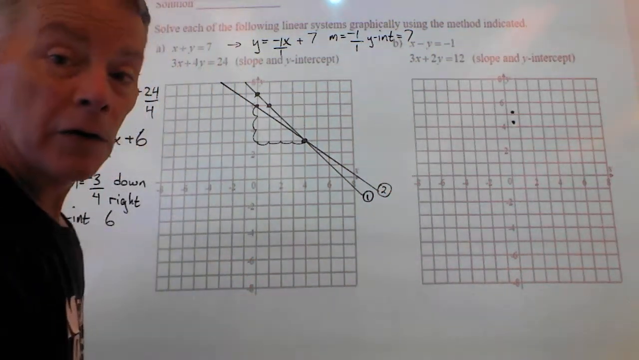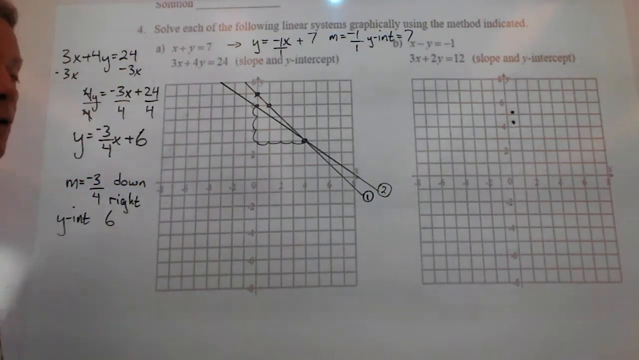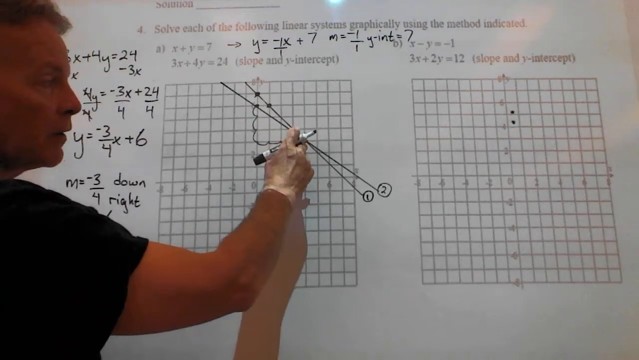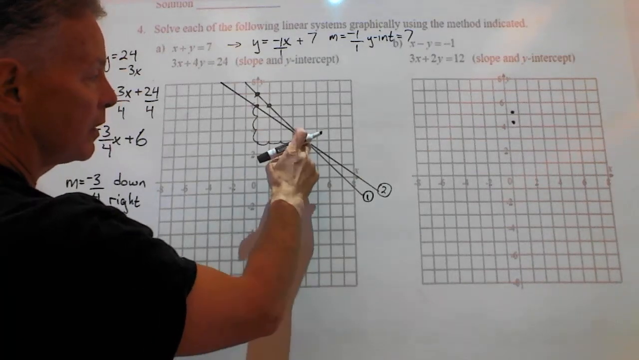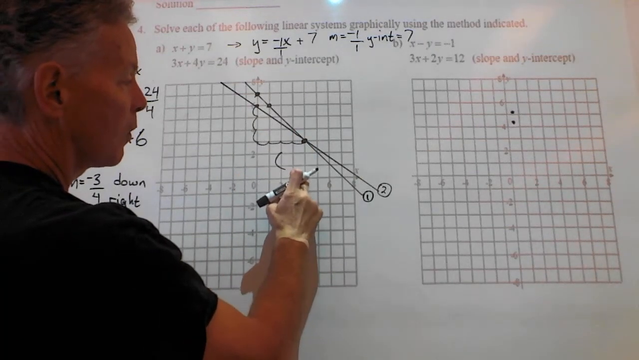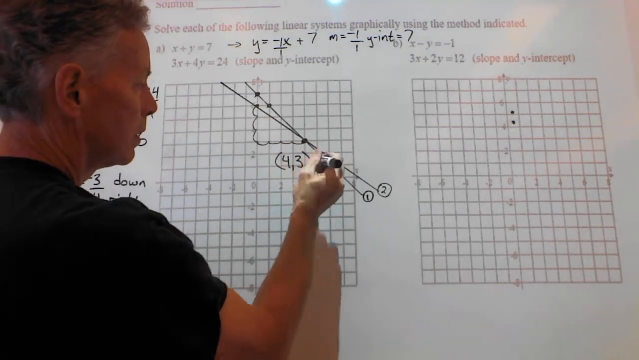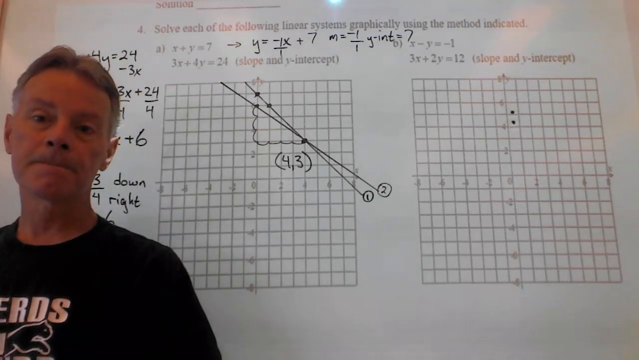And there's our line 2, all graphed. What's our solution? Well, remember, the solution is the place where the lines cross. So, in this case, our solution is right here. It's at 4 across and 3 up. There is our solution. Okay?